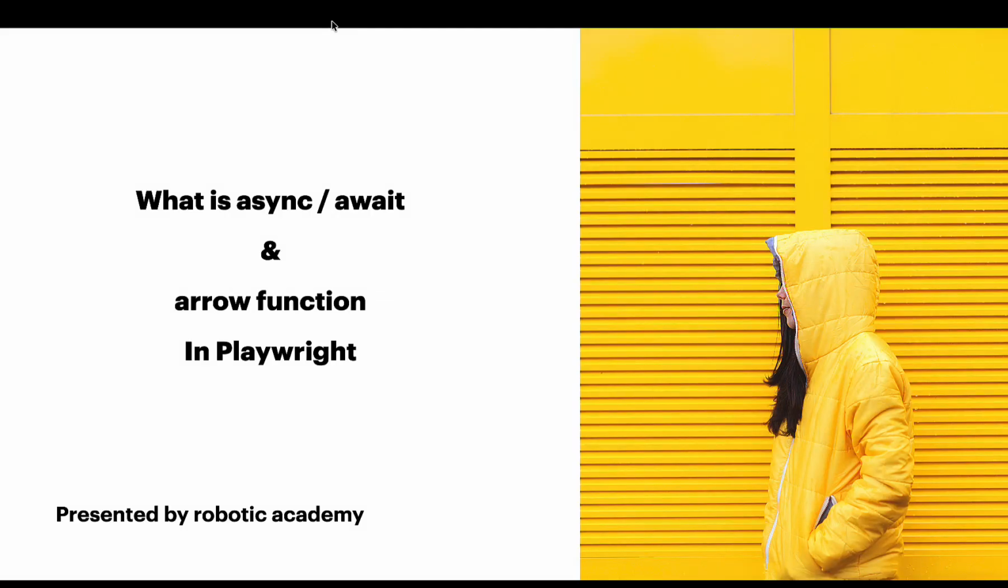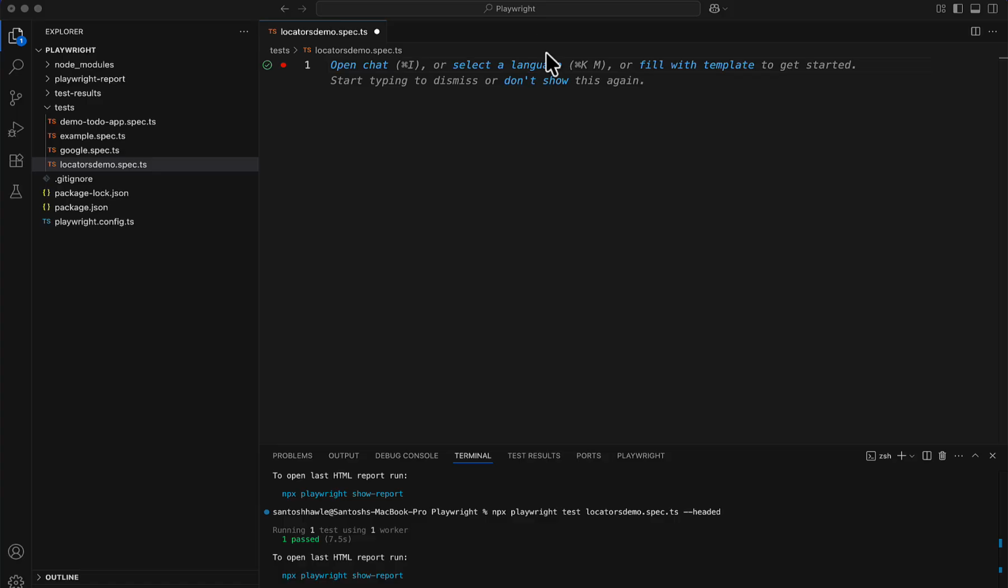Hello everyone. In this session we'll learn what is async and await in Playwright and what is the arrow function. So let's start with a practical demo. I'll just create a simple test to demonstrate what is async, await and arrow function.